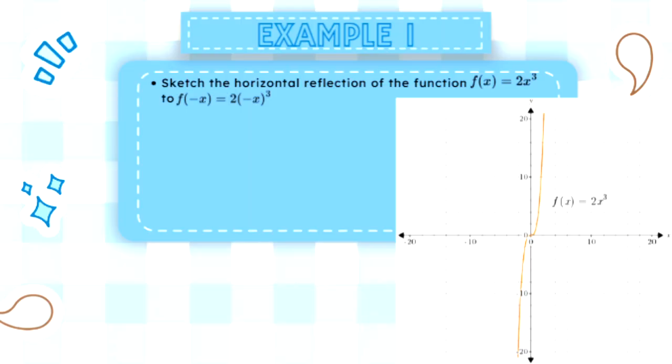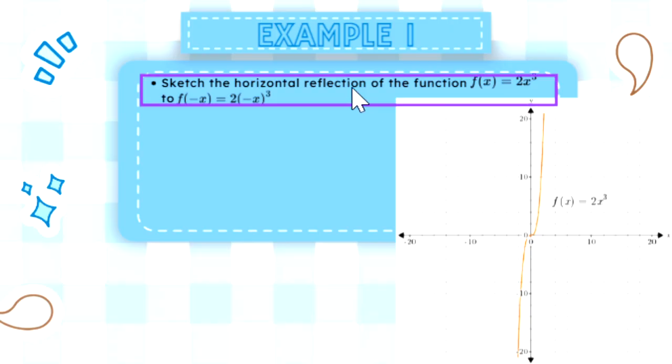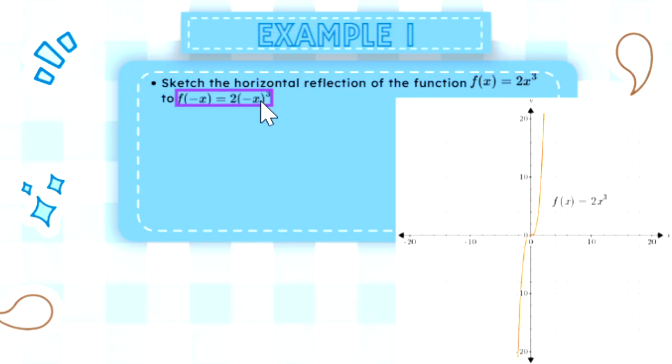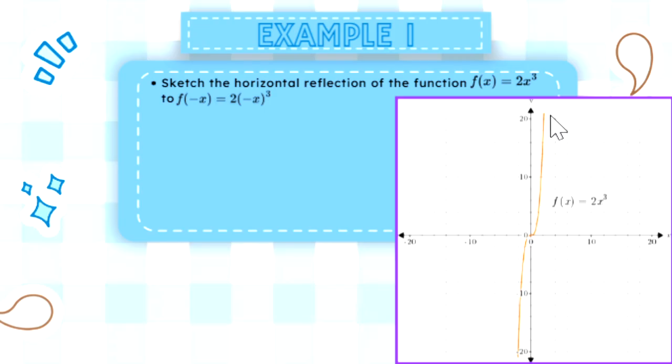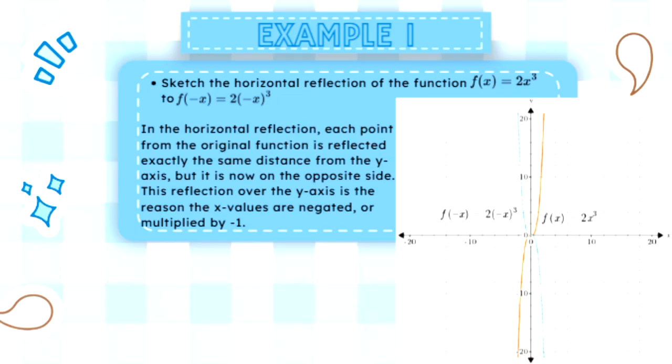Okay. Here's example number 1. Sketch the horizontal reflection of the function f of x is equal to 2x cubed, so f of negative x is equal to 2 times negative x cubed. Okay, so only the x got changed to a negative, not the whole thing. So this is the original graph, and we're going to sketch the horizontal reflection. So it's reflecting over the y-axis, so it's going to be like this, and you can see that here. This blue line is the reflection.